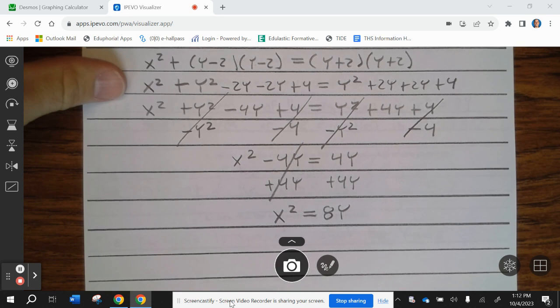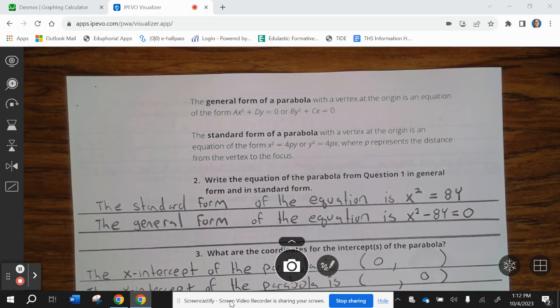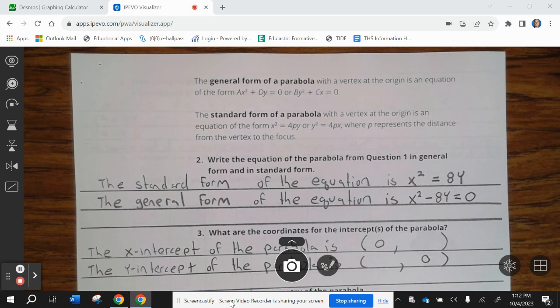All right, let's take a look at the next page. The general form of a parabola with the vertex at the origin is an equation of the form x squared plus dy equals 0 or by squared plus cx equals 0. The standard form of a parabola with a vertex at the origin is an equation in the form of x squared equals 4py or y squared equals 4px, where p represents the distance from the vertex to the focus.